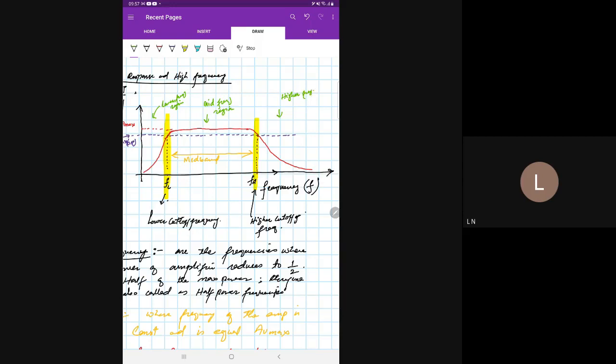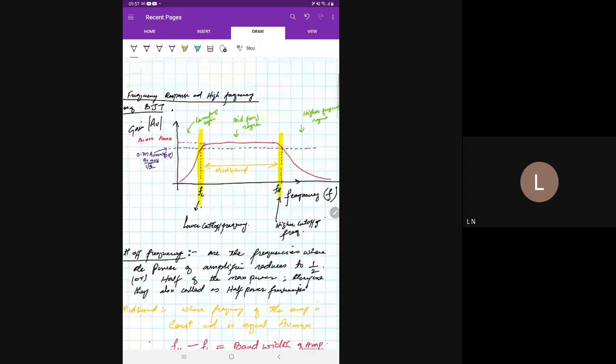Now see, we know that in the mid-frequency region, the gain remains constant and is equal to AV max. But in the lower frequency region and the higher frequency region, the gain decreases.